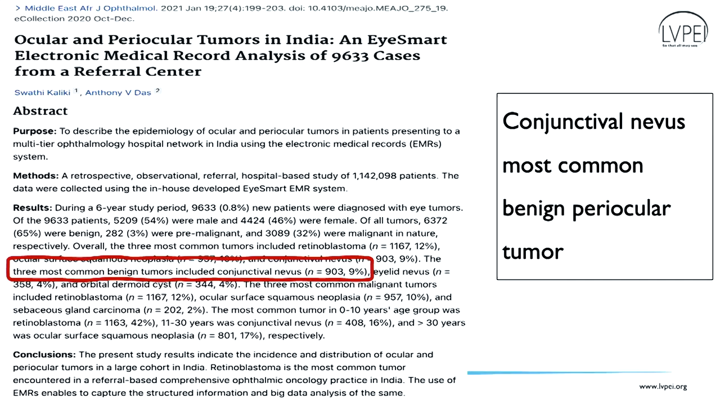Good morning everyone. I shall be presenting on yellow laser photocoagulation of deep conjunctival nevus, a minimally invasive alternative to surgical excision. So as we all know, melanocytic tumors of the conjunctiva constitute 52% of ocular surface lesions, and conjunctival nevus is the most common benign periocular lesion.